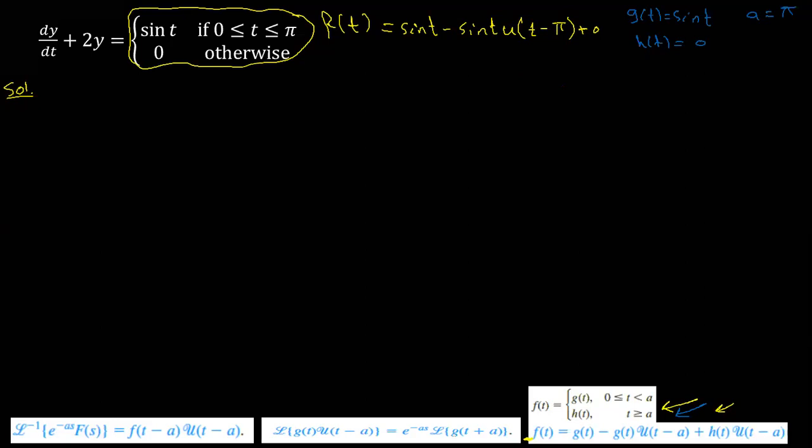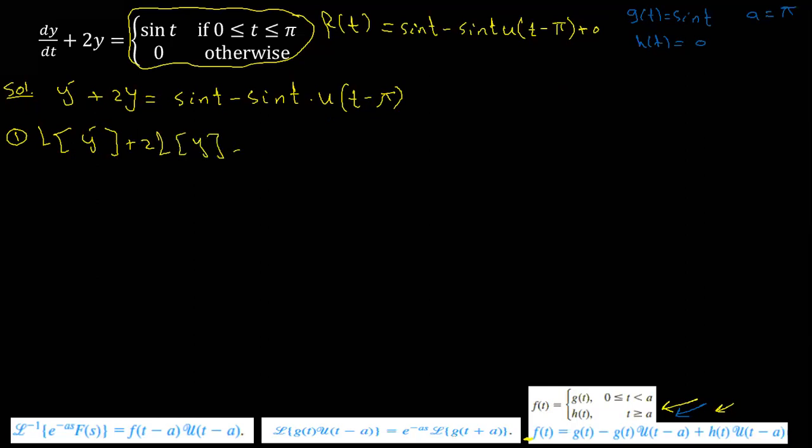My differential equation now will be y prime plus 2y equals sin t minus sin t times u of t minus pi. Now I'm going to apply the Laplace transform to all terms. So first step, Laplace of y prime plus 2 Laplace of y equals Laplace of sin t minus Laplace of this product, sin of t times u of t minus pi.